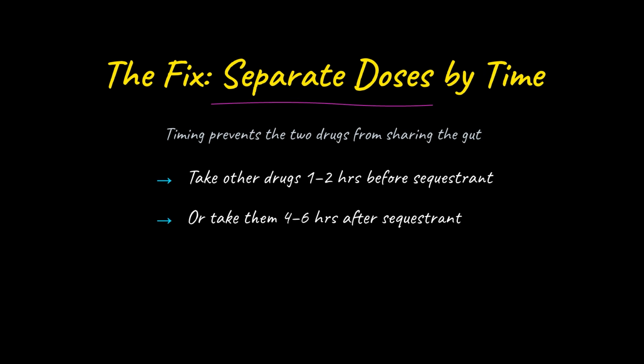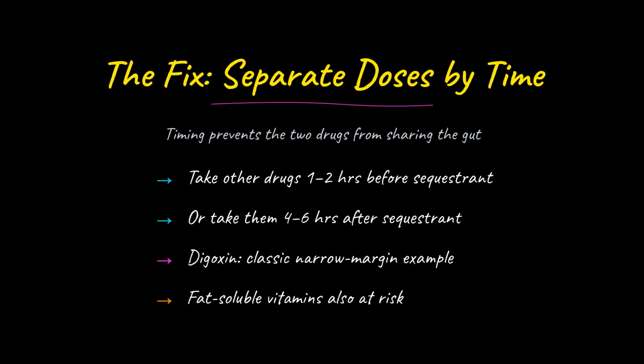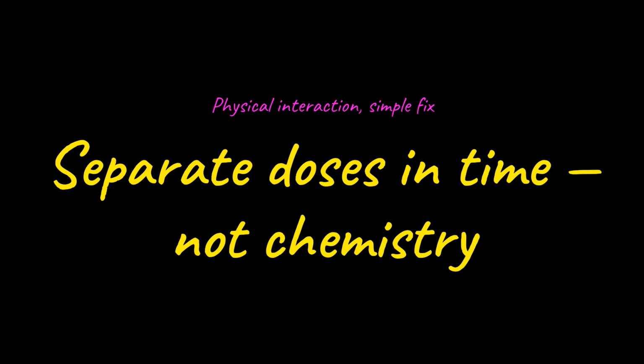Digoxin and other vulnerable drugs, including fat-soluble vitamins, should be taken well before or several hours after the sequestrant, so each is absorbed independently. The sequestrant doesn't chemically alter other drugs, it just traps them physically. Spacing doses keeps each drug free to do its job, and that timing principle applies to digoxin, vitamins, and any other medication a patient takes alongside a sequestrant.